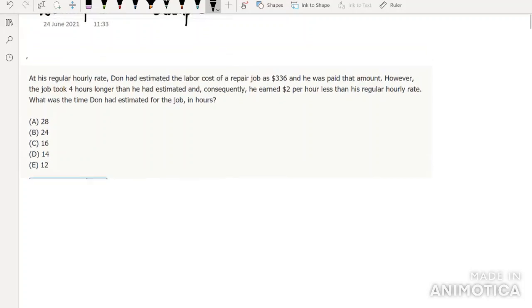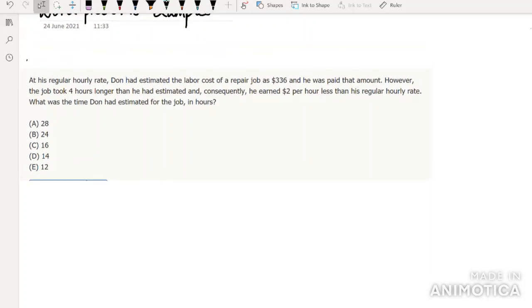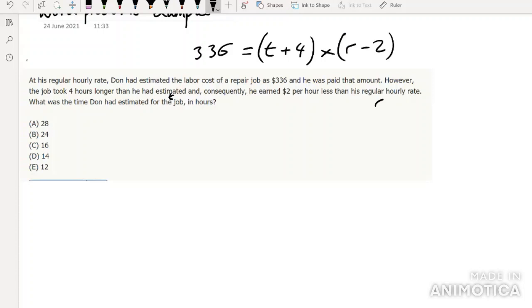At his regular hourly rate, Don had estimated the labor cost of a repair job as 336, and he was paid that amount. However, the job took 4 hours longer than estimated. If he estimated it was T, that equals T plus 4, that's how many hours he worked, times his regular hourly rate, which we can call R. So he earned R minus 2. What was the time Don had estimated the job in hours?